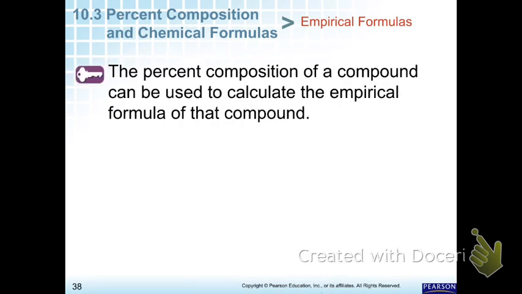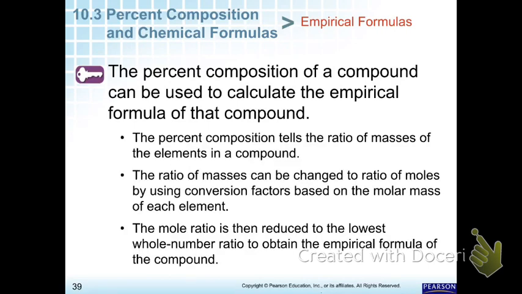So the percent composition, which you guys have already done. The percent composition of a compound can be used to calculate the empirical formula. So let's take a look. It tells you the ratio of the masses. And so you can use those masses to convert to the ratio of moles, based on molar mass of each element.